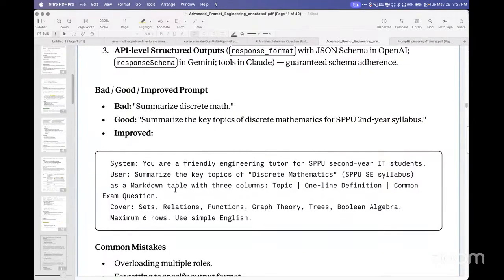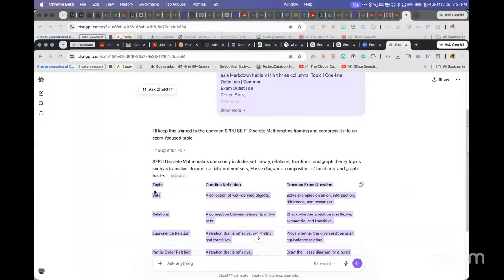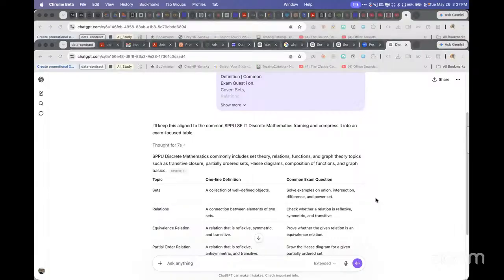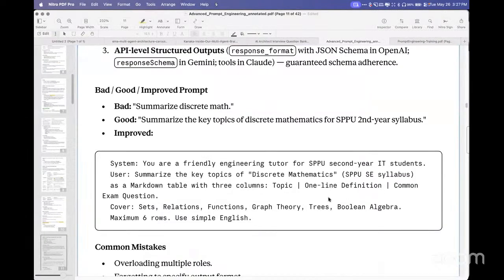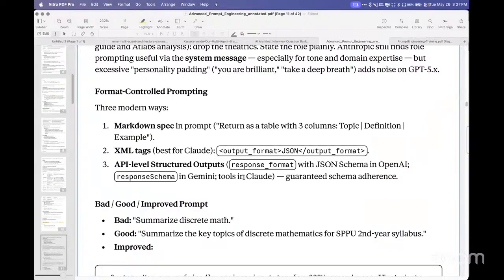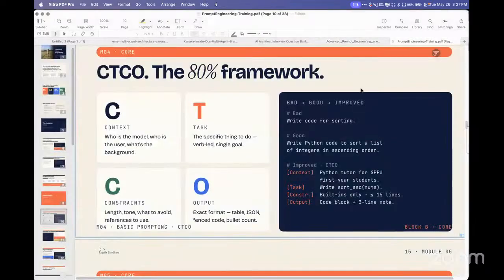Here we have asked for a markdown table with three columns: topic, one line definition, and a common exam question depending on the topic. So the LLM has exactly given the topic, one line definition, and common exam question depending on this topic in the SPPU exam. This way we have asked the LLM for exactly the output we want, and it has produced that output. So we have forced the LLM, as per our CTCO framework, to give us the exact output we want.